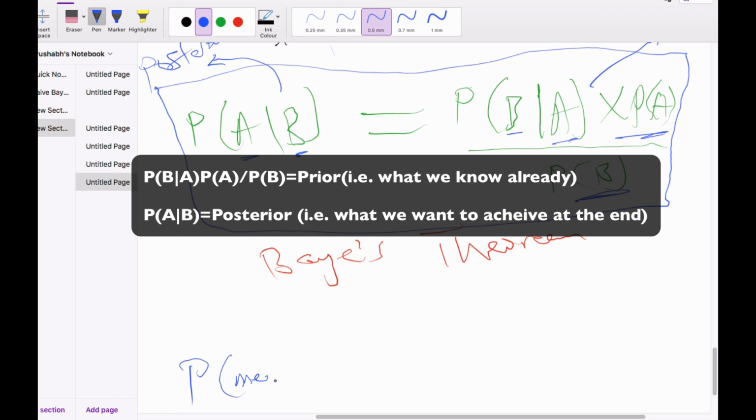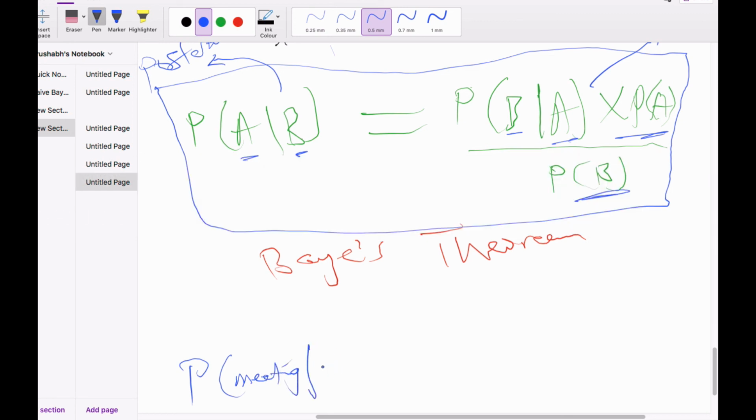So the probability of you going for the meeting, given that there will be a heavy rainfall the next day. This is going to be expressed as the probability that you go for the meeting, given that there will be a heavy rainfall. You can think about it.